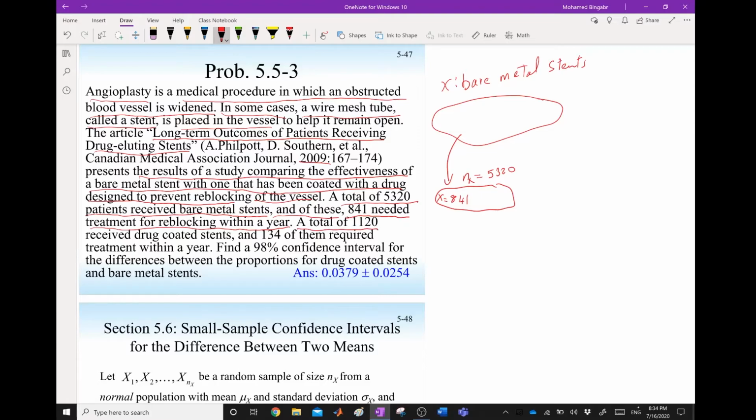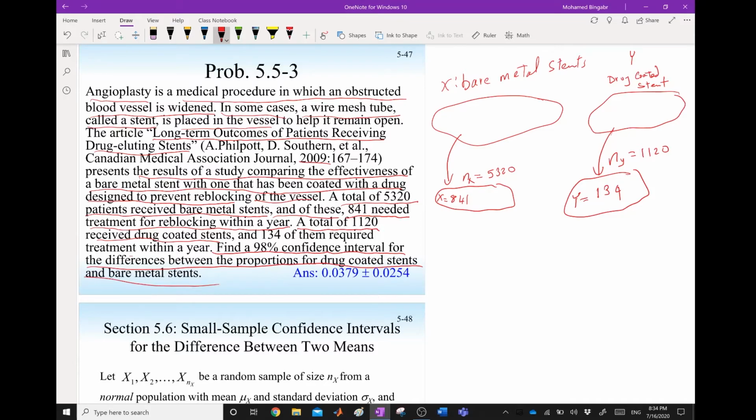A total of 1,120 received drug-coated stent. So let's define this population Y, drug-coated stent. So they took a sample ny equal 1,120, and they found the number of patients that needed treatment, y equal 134. Find a 98% confidence interval for the difference between the proportion for drug-coated stent and bare metal stent. So the confidence level is 98%, and they want the confidence interval of px minus py.